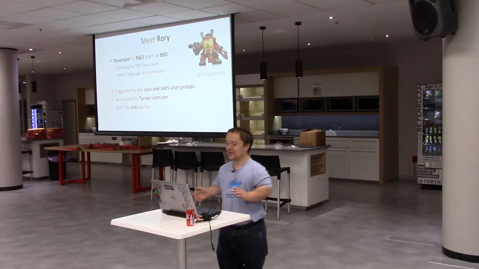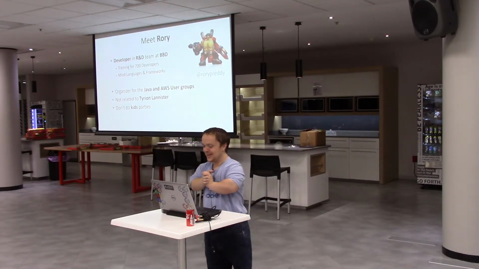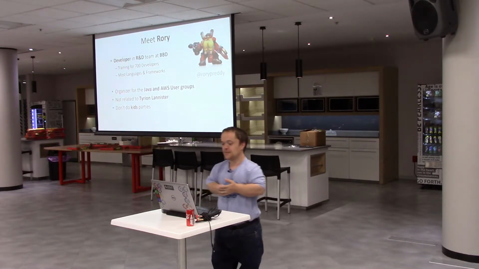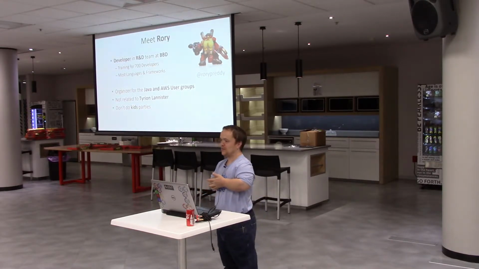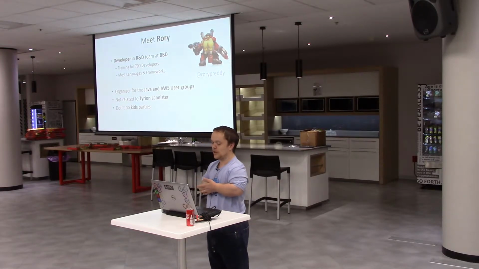So meet Rory. Rory's an Overwatch dwarf there that actually looks quite angry, and he doesn't have a hand. So I'm a developer in the R&D team. We do training for up to 700 developers, and we do most languages and frameworks also. We run a few user groups here. I particularly run the Java and AWS user groups. Whoop, whoop, yay.